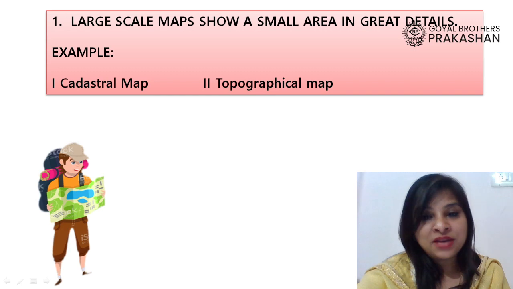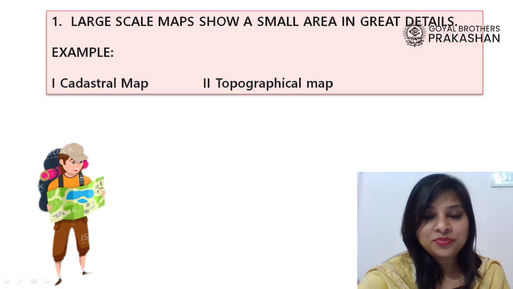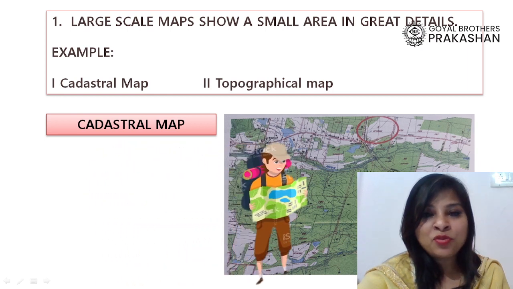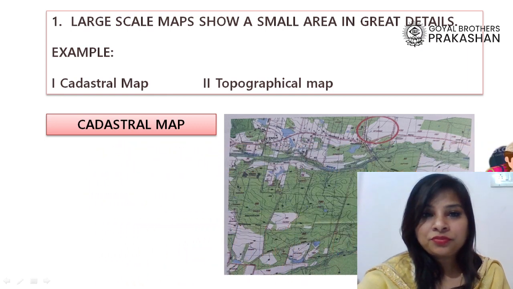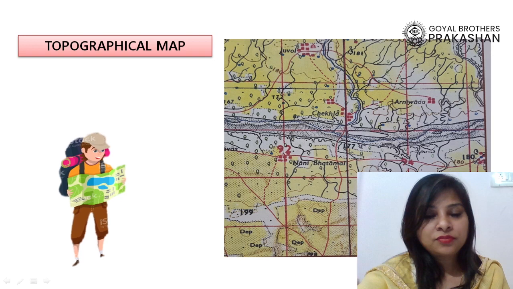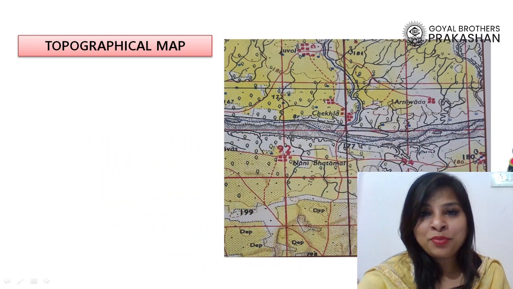Large scale map, as I've already explained to you, but again I'll explain. Large scale maps show a small area in great detail. Example, the topographical map. The cadastral map, you can see. And this is your topographical map. You can see this is one example of the topographical map.